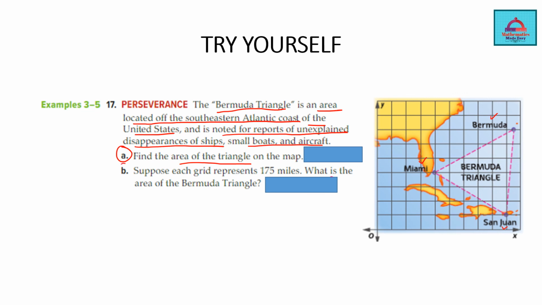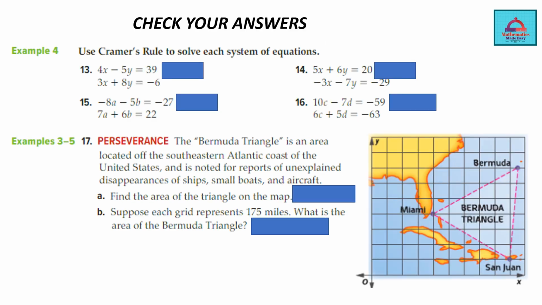After that, in part B, you need to do the unit conversion. Each grid is representing 175 miles. So you need to convert the area that you get in step A into miles square. Okay, so that way you'll get the area of the Bermuda Triangle.